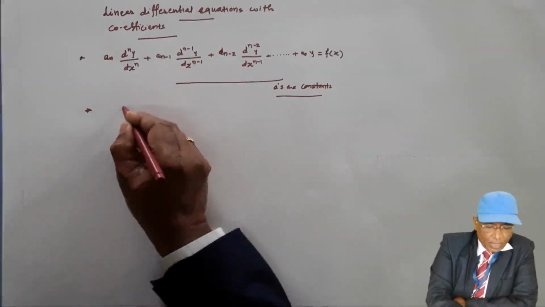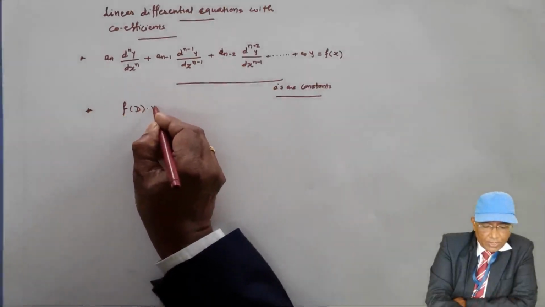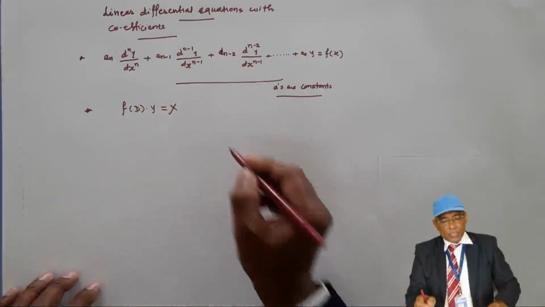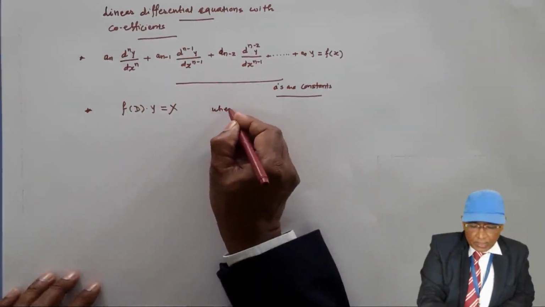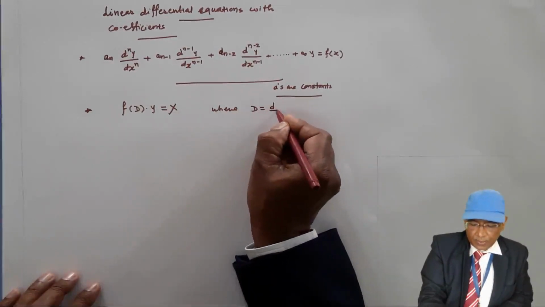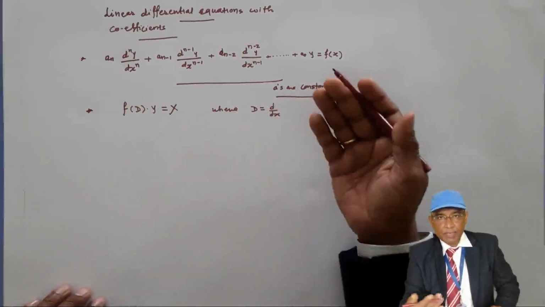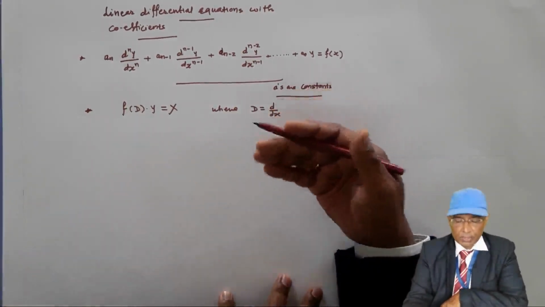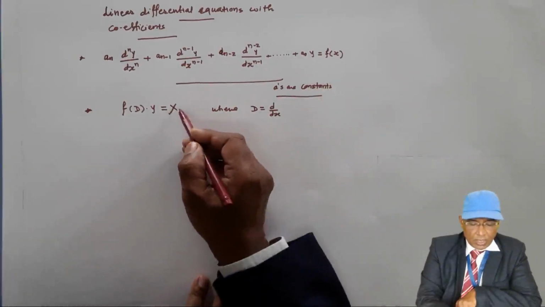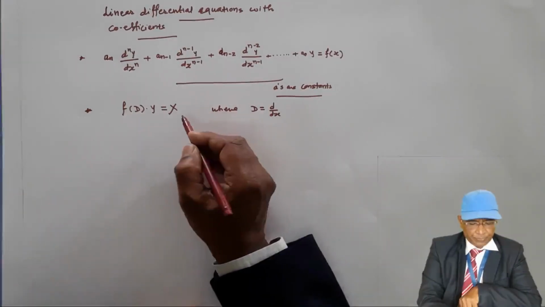In general, I am writing the differential equation in this way, where D is the derivative with respect to x. D squared will be the double derivative with respect to x, D cube the triple derivative with respect to x, and so on. And this uppercase X is a function of x, any function of x.